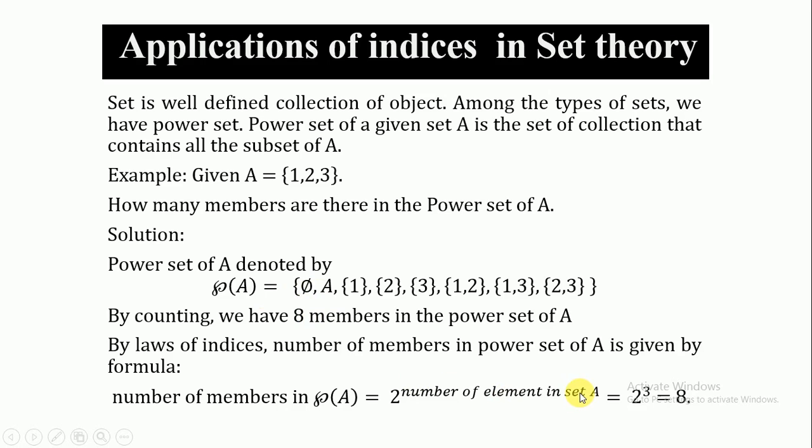Which of the methods do you think works faster? This works faster. You don't need to rack your brain to list out the elements in the power set of A before you determine the number of elements in the power set of A. You just need the formula, which is straightforward with the knowledge of indices.